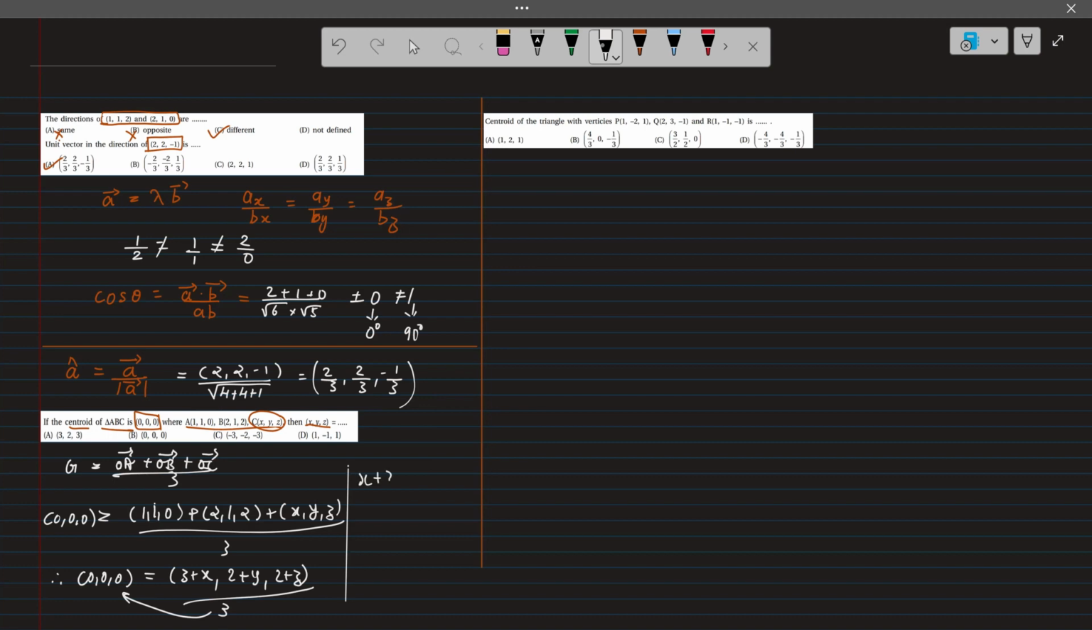So directly now we can compare the coordinates to find the value of x, y and z. x plus 3 equals 0, which implies x will become minus 3. 2 plus y equals 0 implies y equals minus 2. 2 plus z equals 0 implies z equals minus 2. So finally, the value which we get is -3, -2, and -2. Option should be C, where the third coordinate has to be -2.